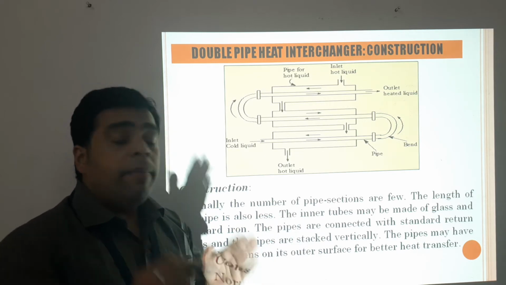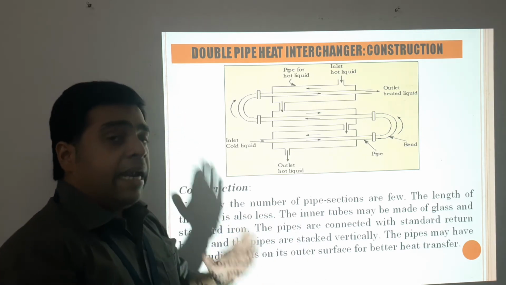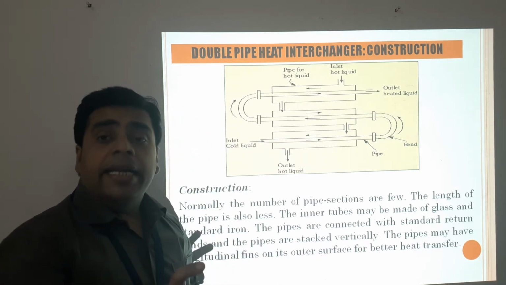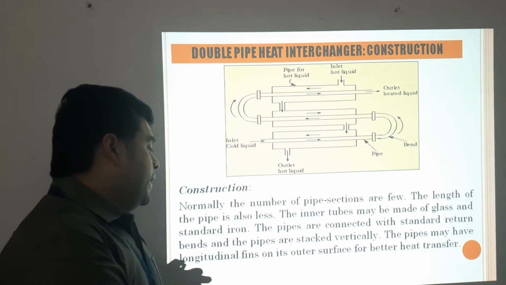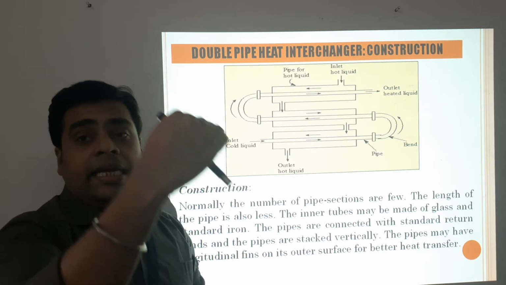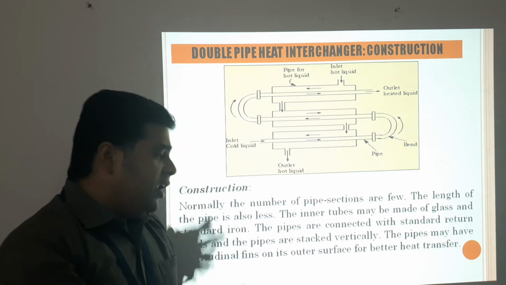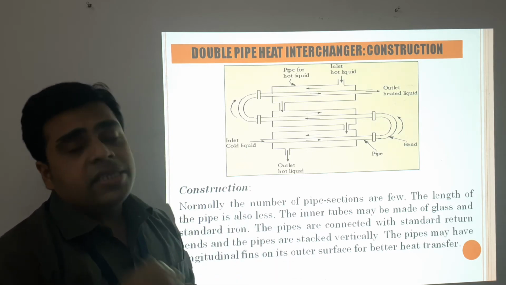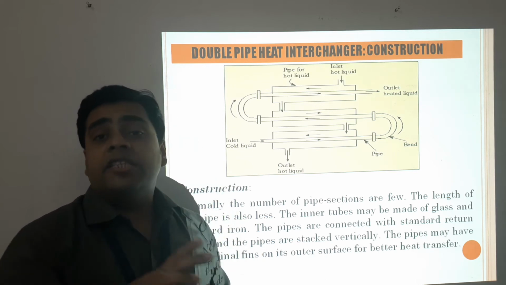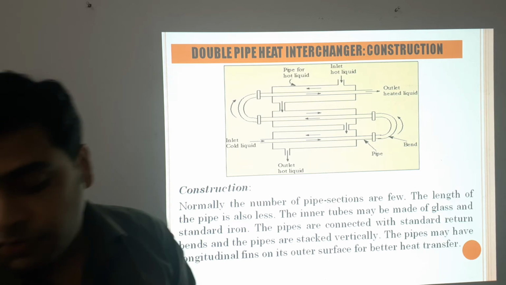The inner tubes may be made of glass, or of standard iron or raw iron. The pipes are connected with standard return bends. These are the bends, and the pipes are stacked vertically. These pipes may have certain longitudinal fins on the outer surface, particularly for better heat transfer. Fins are external attachments, just like a fan, which improve the rate of heat transfer.